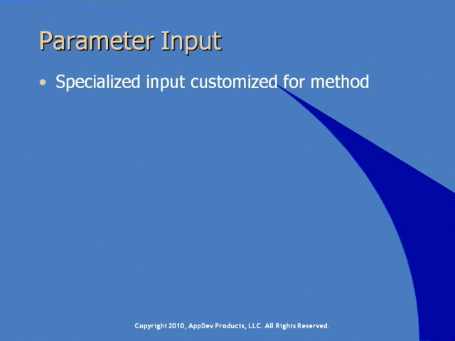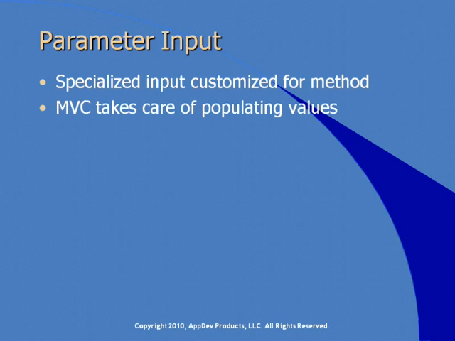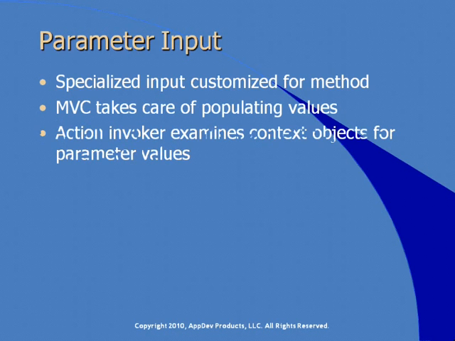It's great to have all that context information available through simple properties of built-in objects. But you can also receive specialized input customized for an action method through method parameters. The cool part about using parameters is how MVC takes care of populating their values for you. You actually have to do very little work, but you need to be aware of how the process works. When the action invoker executes an action method, the invoker examines several context objects and uses a model binder in order to attempt to assign values to the method's parameters.